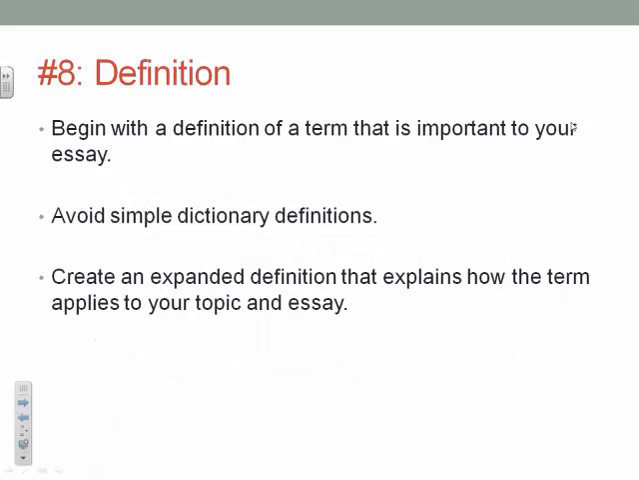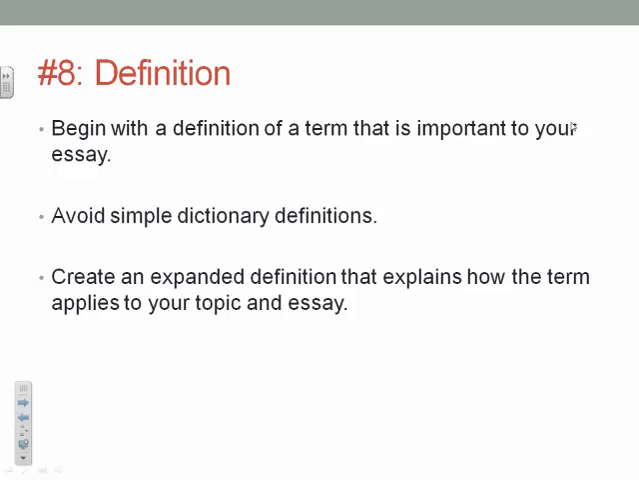Okay, technique 8. You could use a definition. However, not just any definition. So you can begin with a definition of a term that's important to your essay. Please avoid simple dictionary definitions, as those are not interesting. You want to create an expanded definition that explains how the term applies to your topic and essay.